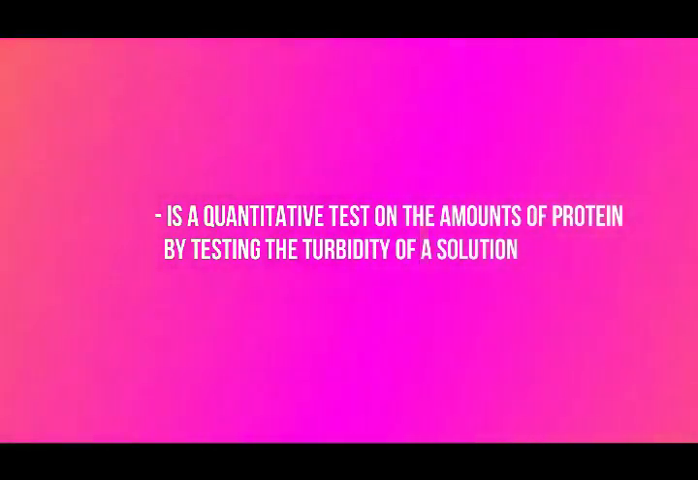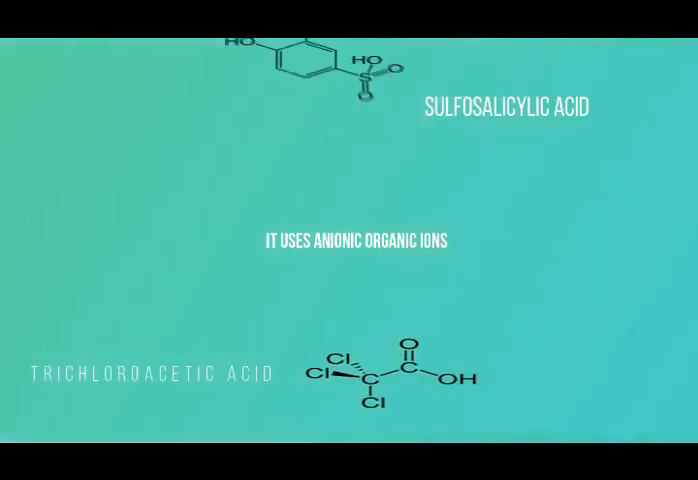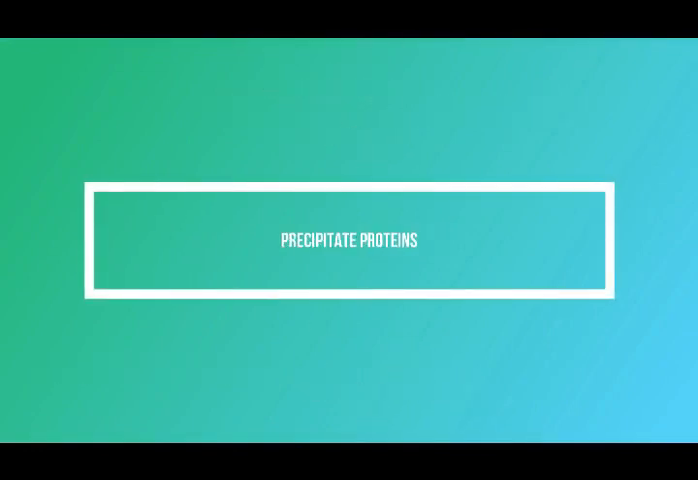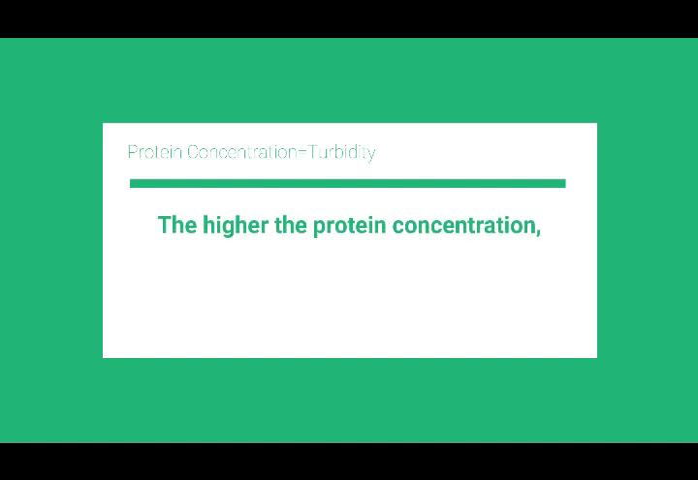Turbidimetry, or turbidimetric analysis, is actually a qualitative test on the amounts of protein by testing the turbidity of a solution. It uses anionic organic ions such as trichloroacetic acid and sulfosalicylic acid to precipitate proteins and thus makes the solution turbid. Thus, protein concentration is measured by the degree of turbidity. The higher the protein concentration, the higher the turbidity.